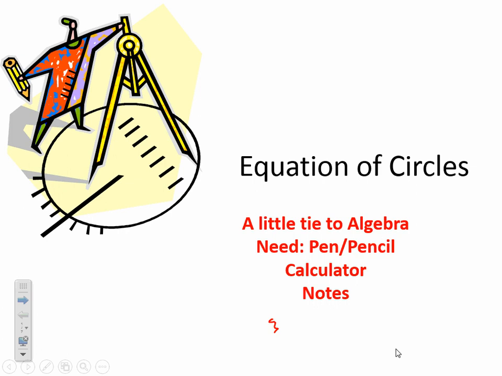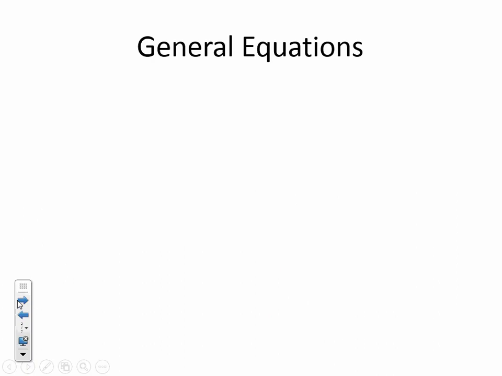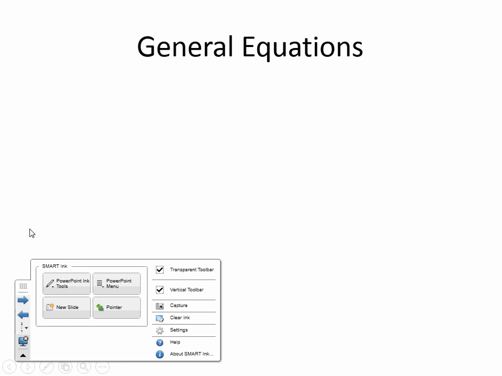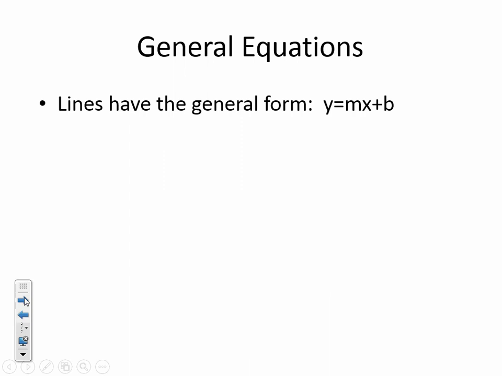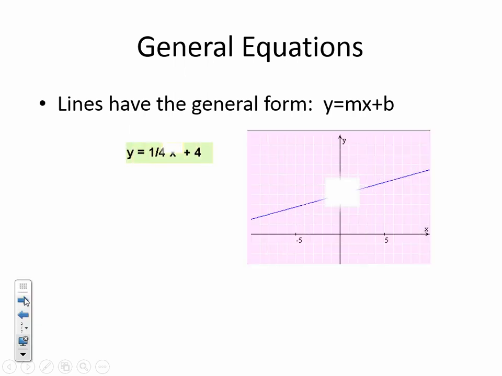So like I said, a little bit of a tie to algebra, so let's just visit where we've been. General equations that you've learned from algebra. If we were going to graph a line, we might use our number one line formula here, y equals mx plus b. Remember, once you understand what the m and the b represent, sketching it's pretty simple. Like in this one, the b is 4, that's the y-intercept, and the slope is 1/4, or up 1 over 4. And that's where you see this graph here.